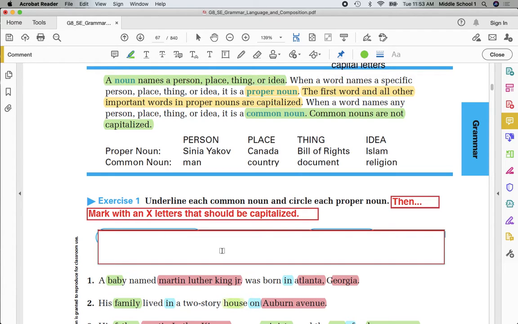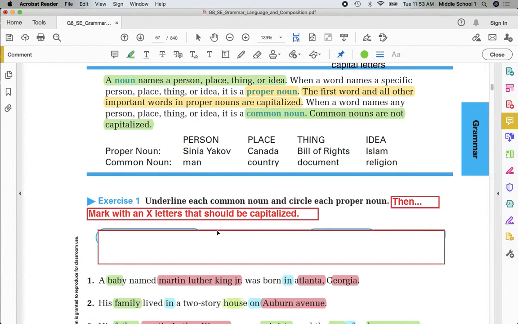And lastly, in sentence 1, Atlanta and Georgia. Now, what letters would I put an X through as I'm proofreading? I would want to capitalize Martin, Luther, King, Jr., Atlanta. Georgia's already capitalized. So in sentence number 1, do you notice how many words are not nouns? Named, was, born, and the preposition in. The rest of the words are nouns.